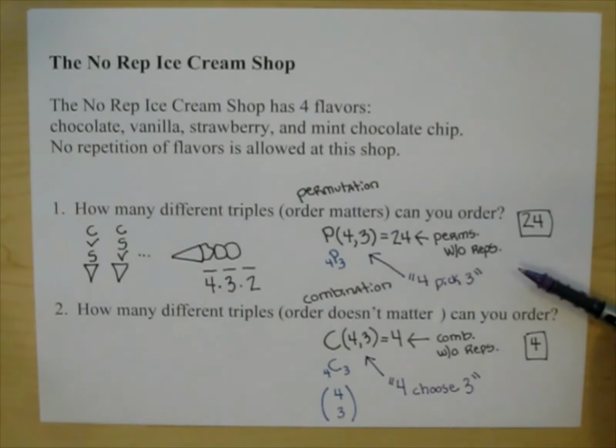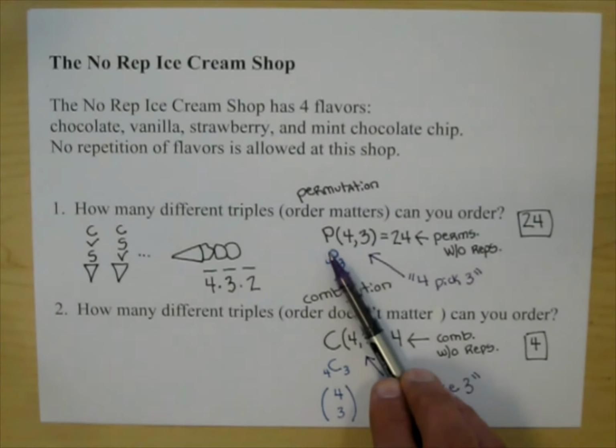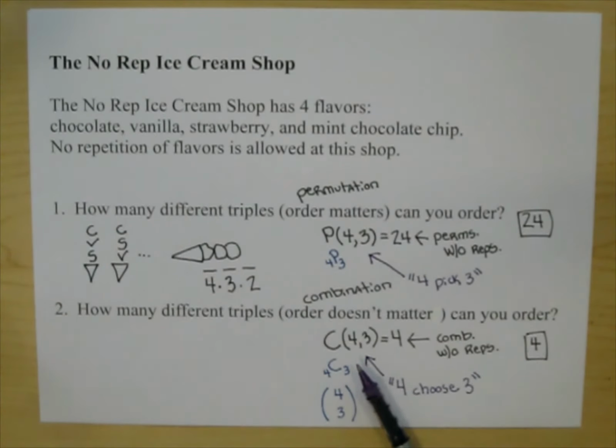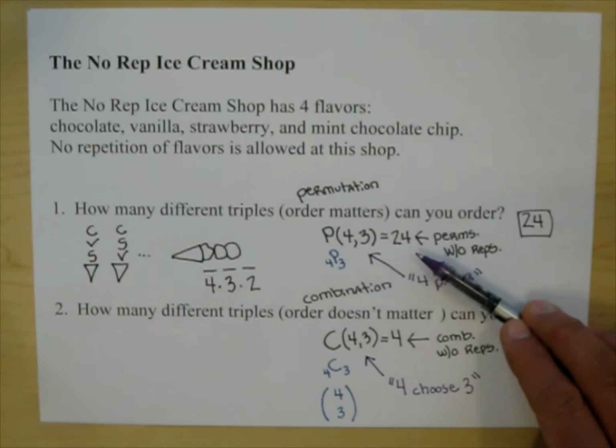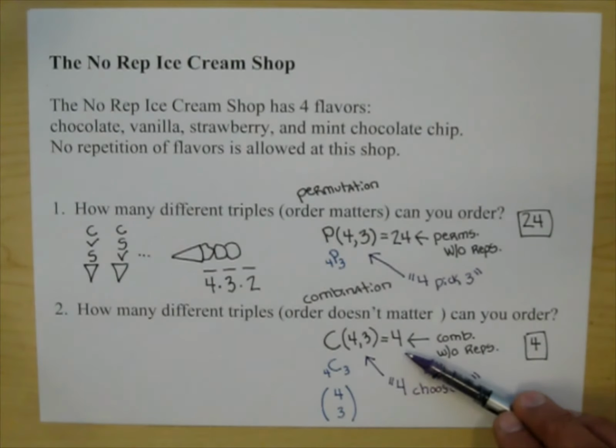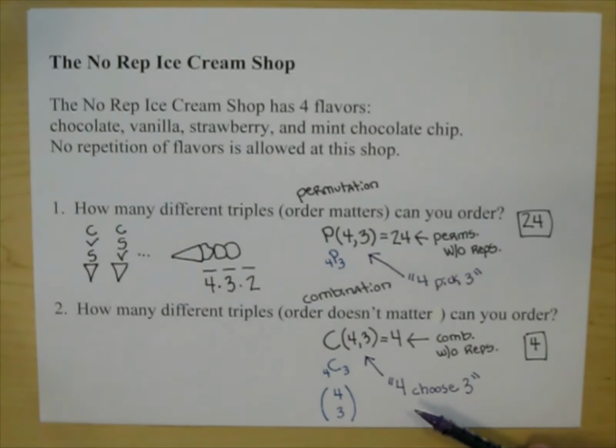So we have permutations, combinations. What is our goal here? Our goal is to be given something like 4 pick 3 or 4 choose 3, and we want to figure out what the answer is. And that's going to help us in future sections.